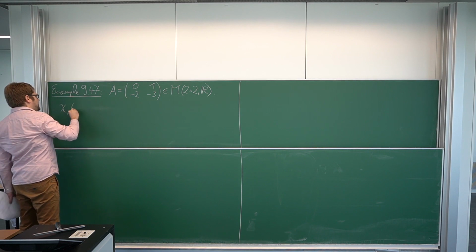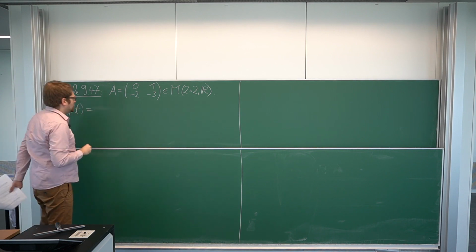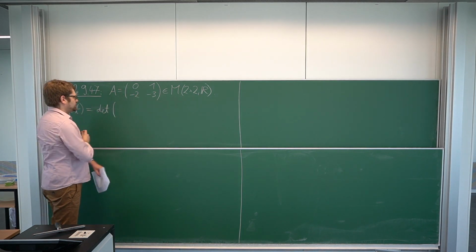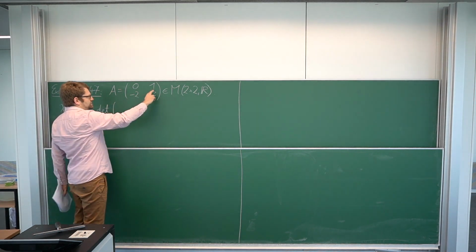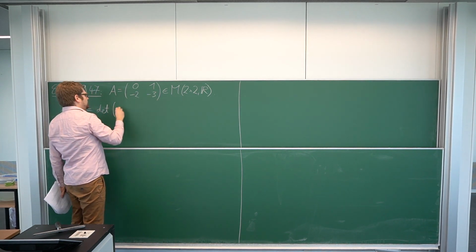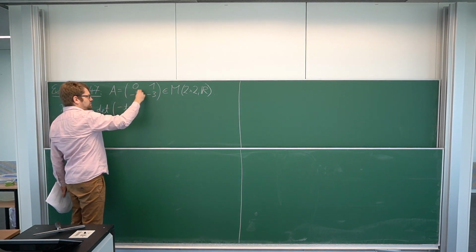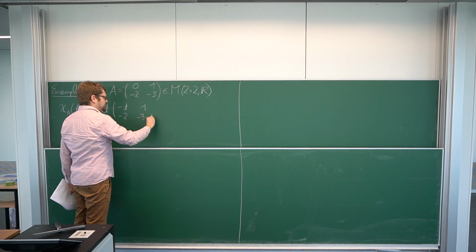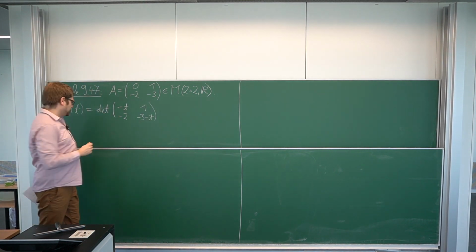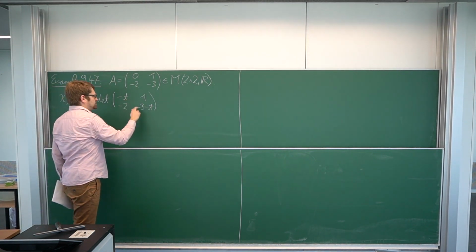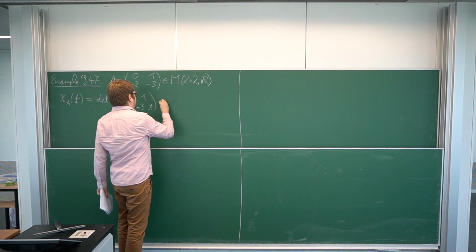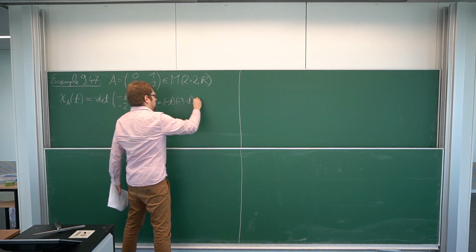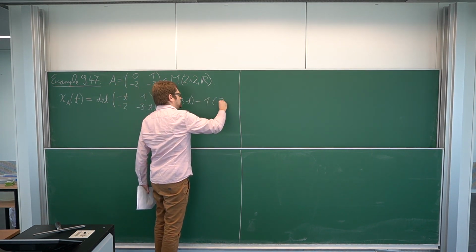So chi A of t is the determinant of A minus t times the identity matrix of size 2. We just have to subtract t on the diagonal, which means the matrix we get is minus t here, here it stays 1, here it stays minus 2, and there we get minus 3 minus t. The determinant of a 2 by 2 matrix: this times this minus this times this. So minus t times minus 3 minus t, minus 1 times minus 2.